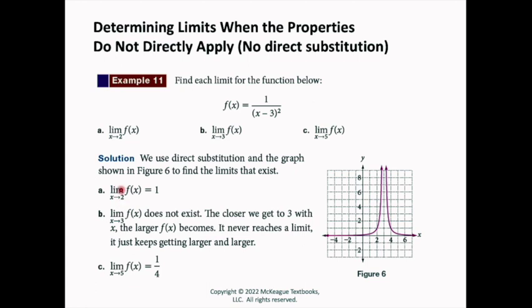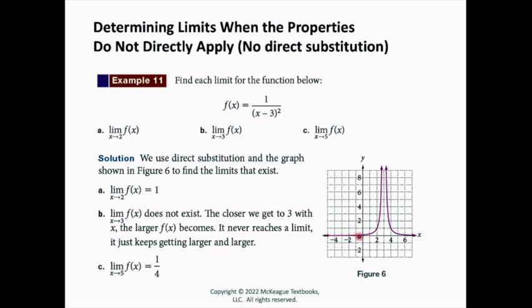Looking at part A, it says the limit as x approaches 2 of the function f of x. When we look at f of x, we can plug 2 in without running into any issues. So in this case, I can use direct substitution. So I would plug 2 in here, use order of operations to evaluate it, and we would get that the limit is 1. And we can verify that by looking at the graph.